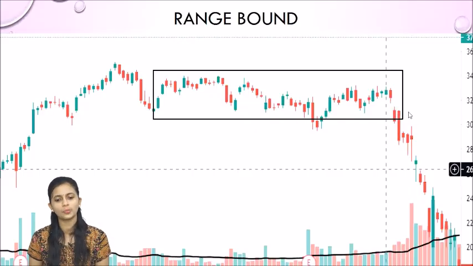Now shorting is not possible in cash. You can do it only in futures, but you require a lot of funds in futures. So what you can do is go for options, wherein you can buy a put. If you want to know more about options, you have another video to check out, that is the basics of options. There I have explained everything clearly, so you can check it out.